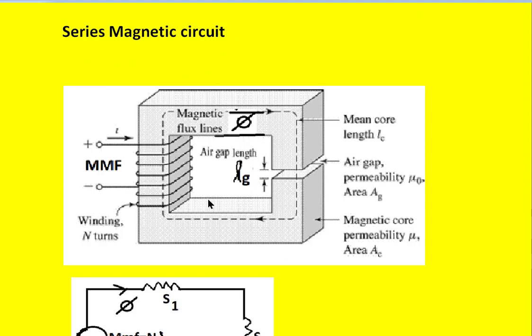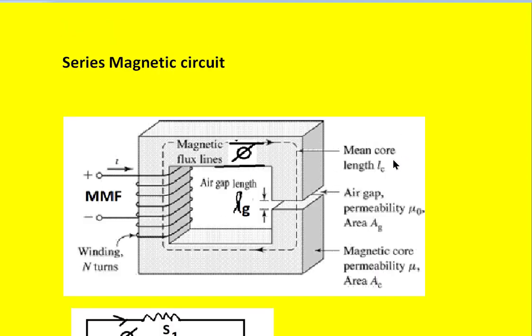Series magnetic circuit. Here, this is the magnetic core with the air gap on one of the legs, and there is a winding wound over the other leg with number of turns equal to N and carries the current I. And the MMF produced by this current is nothing but N into I, and this produces a flux in the magnetic core that is called phi, and that also flows through the air gap.